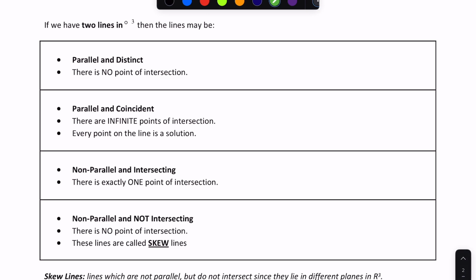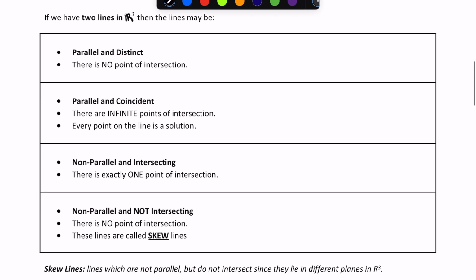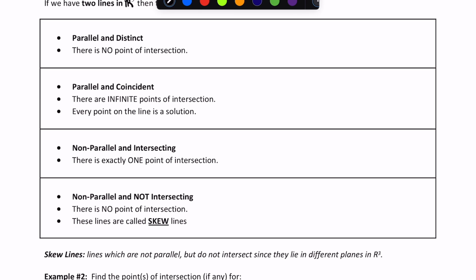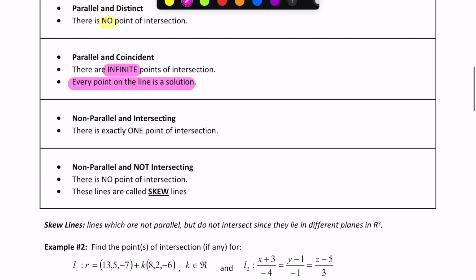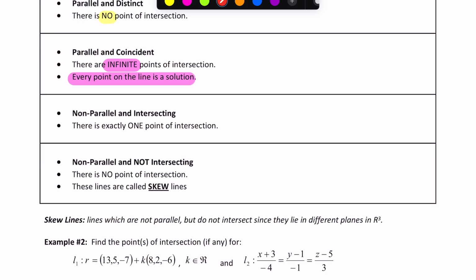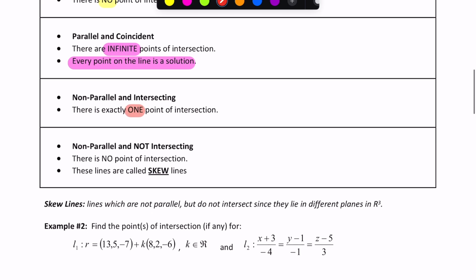Here, if we have two lines in 3 space or R cubed, then the lines may be, again, parallel and distinct. There is no point of intersection if it's parallel and distinct. Parallel and coincident, which means that there are infinite points of intersection, and then every point on the line is a solution. Non-parallel and intersecting, and there's exactly one point of intersection.